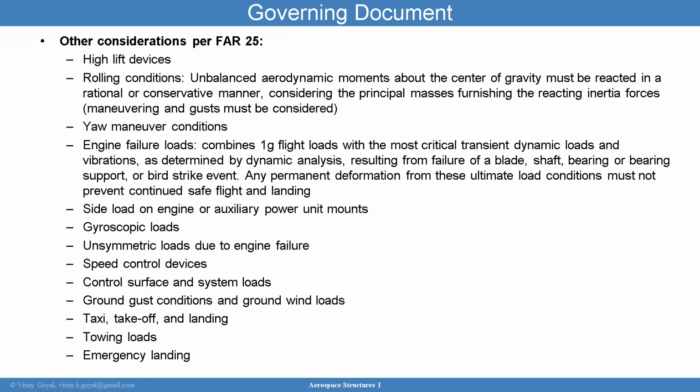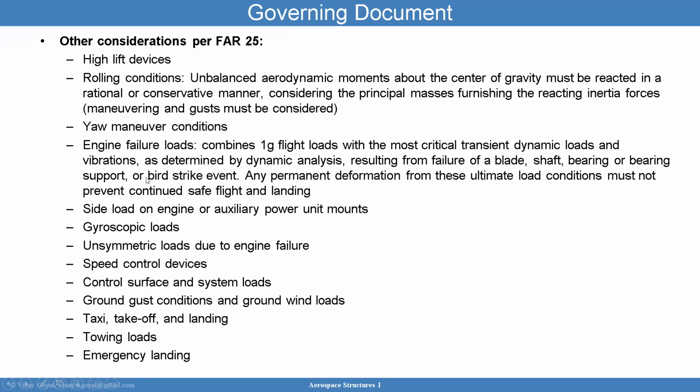There are other considerations in FAR 25 that need to be accounted for, like high lift devices, rolling conditions, yaw maneuvers, and engine failure loads, which combine 1G flight loads with the most critical transient dynamic loads and vibrations. And that's determined by dynamic analyses. That can include failure of a blade, shaft, bearing, or some sort of bird strike event. Any permanent deformation from these ultimate loads must not prevent continued safe flight and landing.